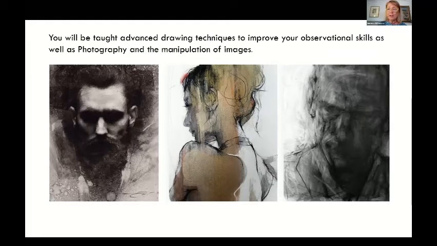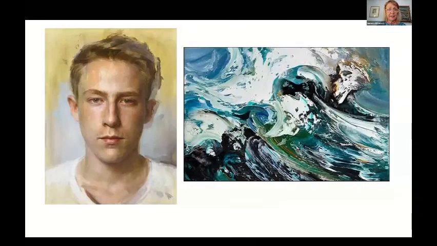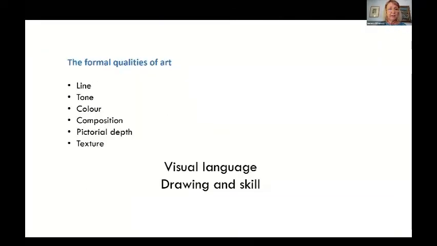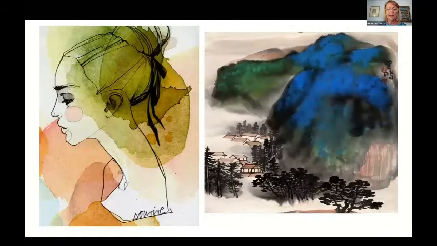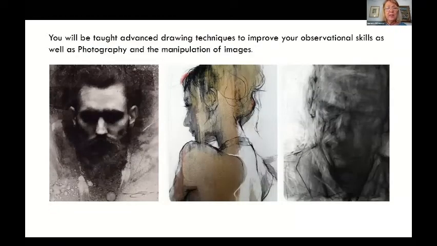So here we've got 3 different approaches to drawing. The one on the left is all about tone. If we go very quickly to the list over here of the formal qualities of art, we've got line, tone, color, composition, pictorial depth, and texture. I want you to hold that in your minds. If we go back, you'll see that the one on the left is all about tone. It's not about line, is it? It's very, very dark, and there's a high contrast of light. There's a word for that called chiaroscuro, an Italian word. And we've got this sharp contrast. It's very moody and atmospheric.